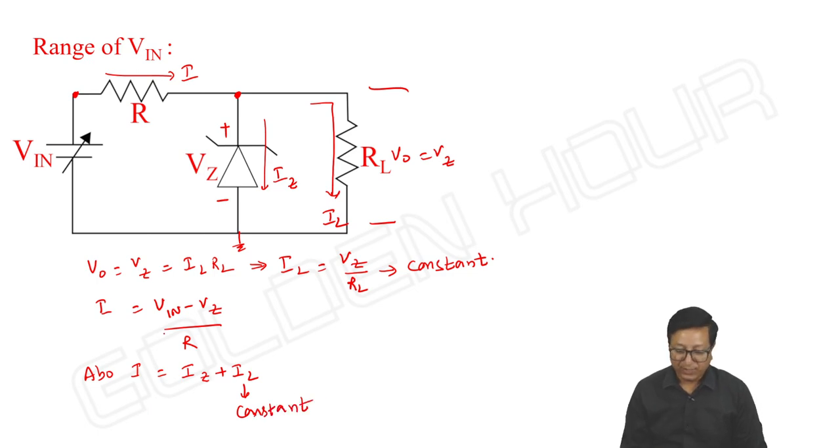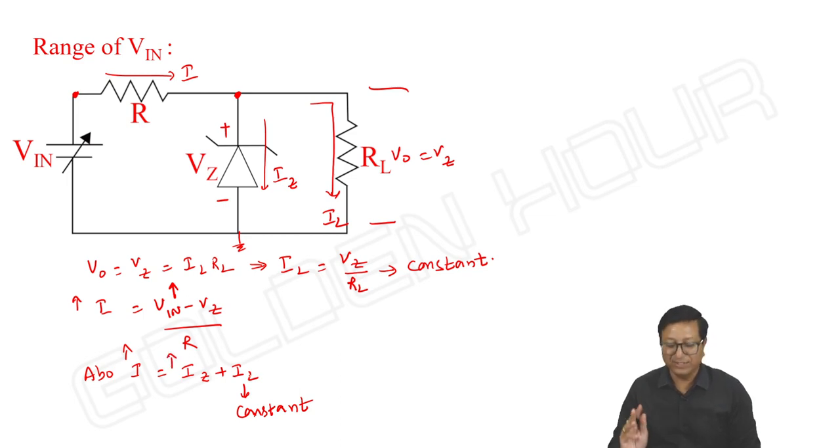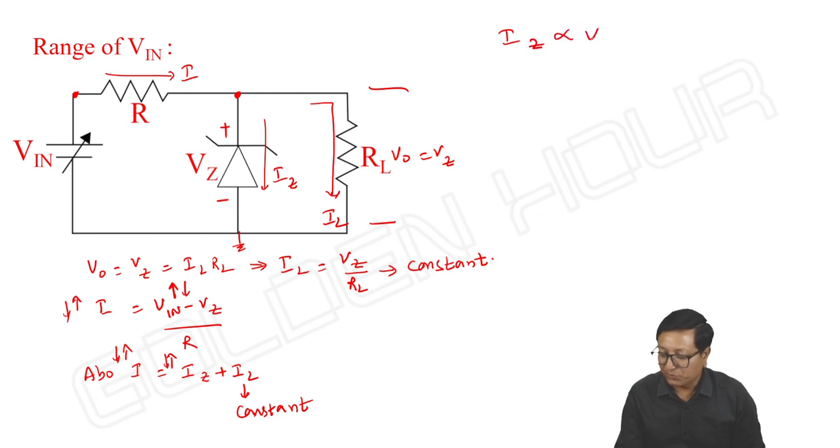Suppose input is increasing, then definitely I will increase, because VZ and R are constants. If I increases, then IZ will definitely increase, because IL is constant again. Means IZ is proportional to V input, no doubt about it. If V input decreases, definitely I will decrease, and if I decreases, IZ will also decrease. Very simple thing: IZ is proportional to V input. That's what I told even in the previous lecture.